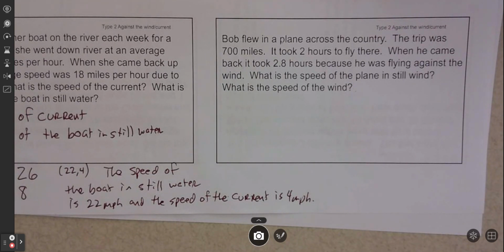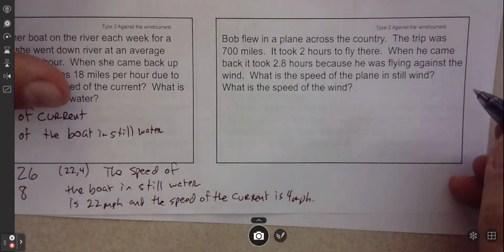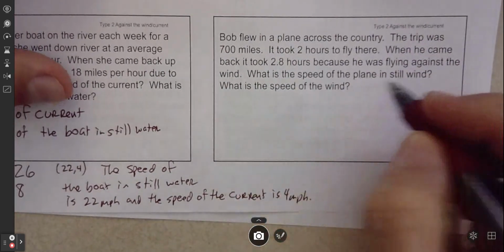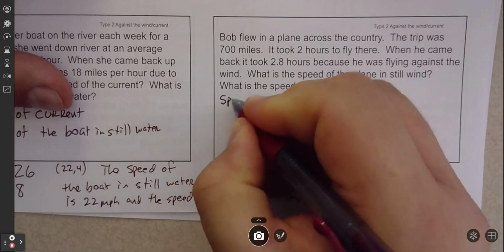What are my variables? Where'd you go on this trip? You just looked this up. I made it up. Speed of the plane in still air, or speed of the wind. Yeah, so speed of the plane.